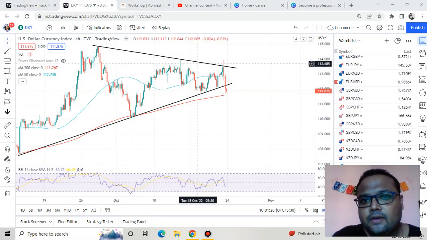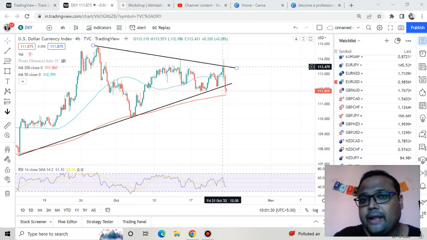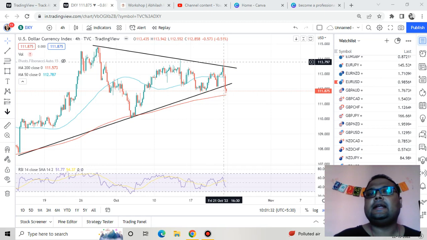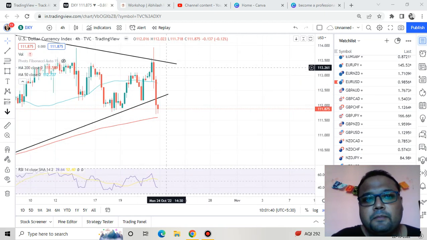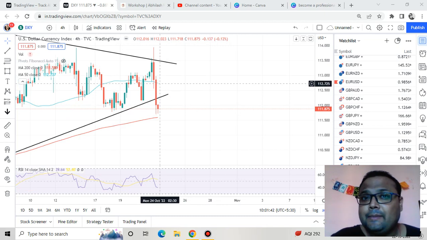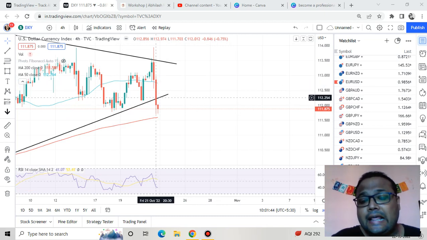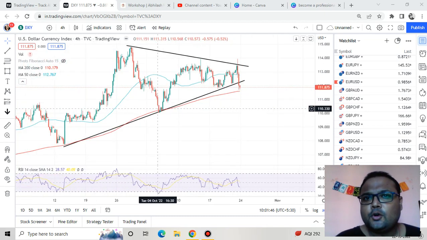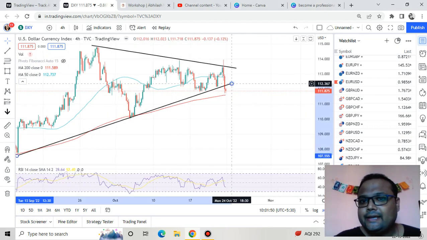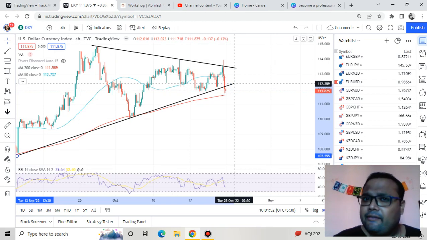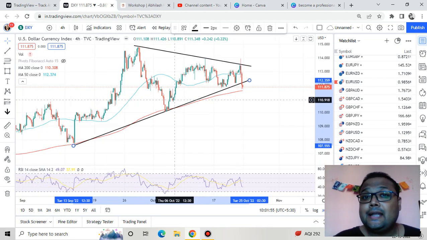So when there was a breakout kind of scenario, people were thinking that DXY will be bullish again. But after some time, there was massive profit booking. There was some massive correction. You can see three big candles here. And ultimately, DXY settled at 111.87. One thing is very much clear, that though DXY witnessed heavy correction, it is still maintaining the uptrend.